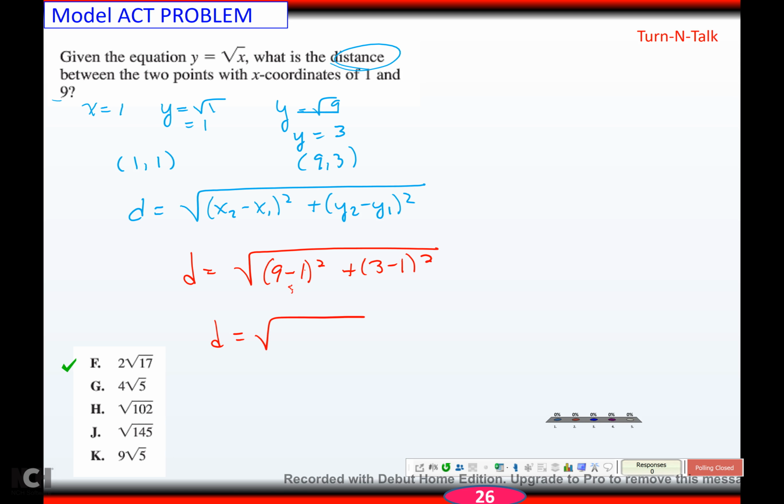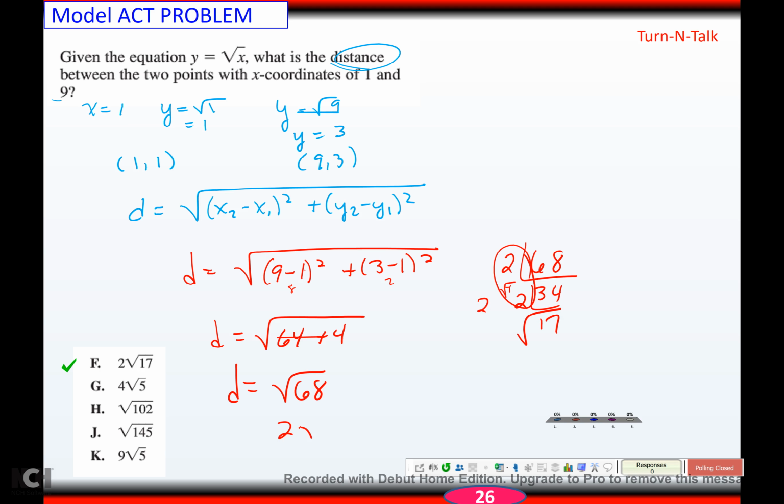9 minus 1 is 8, squared is 64. 3 minus 1 is 2, squared is 4. That gives me the square root of 68, which isn't there because they broke it down. If I break 68 down by 2, I get 34. By 2, I get 17, which is prime. But I have a perfect 4. Square root of that makes 2. 2 square root of 17.